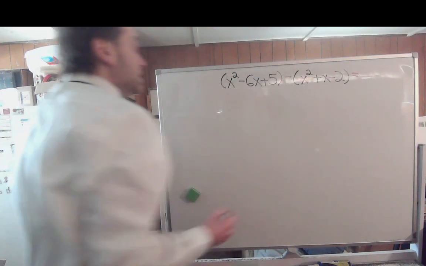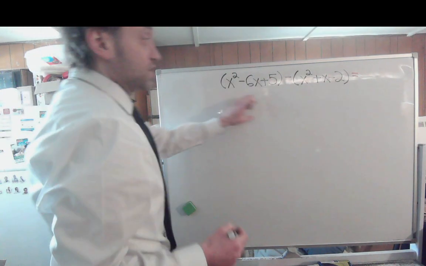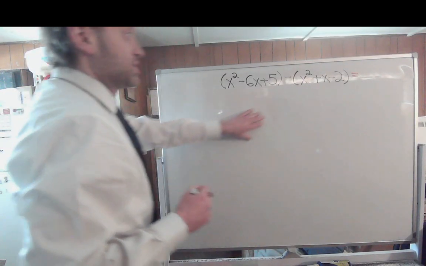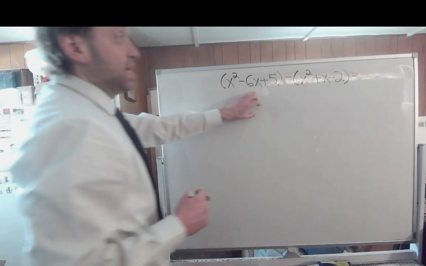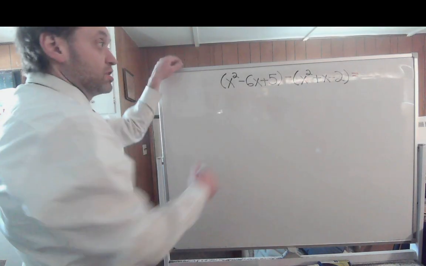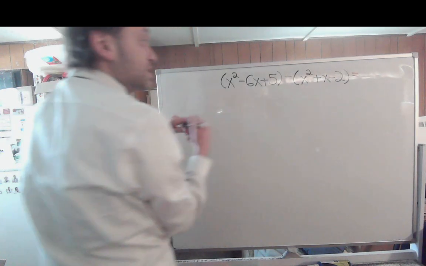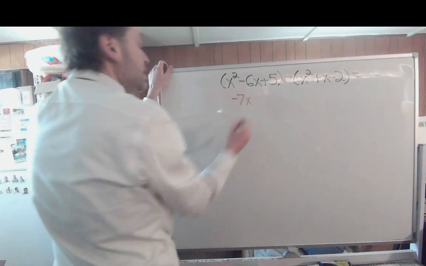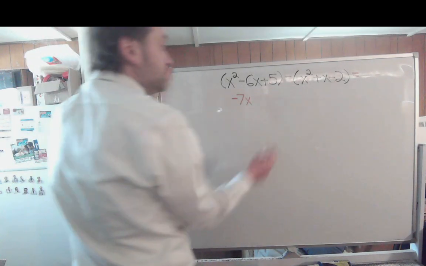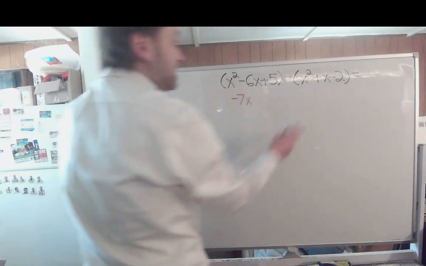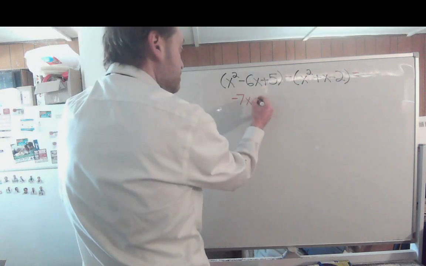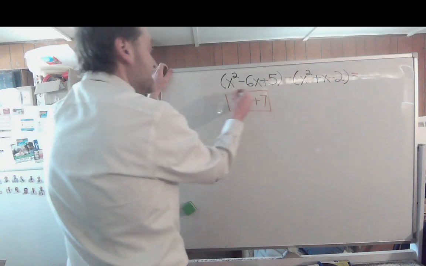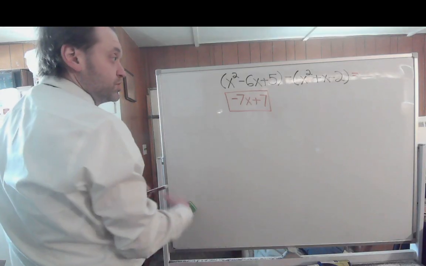Well, again, do your like terms, so x squared minus x squared, well, your x squared is gone. We don't even have an x squared now. But you have negative 6x and x are like terms, so negative 6x minus x would give you negative 7x. And then you have 5 and negative 2 are like terms, so 5 minus negative 2 turns into 5 plus 2, which would be 7. So what you should get is negative 7x plus 7 once you do the math here.